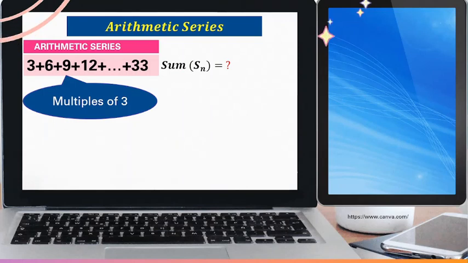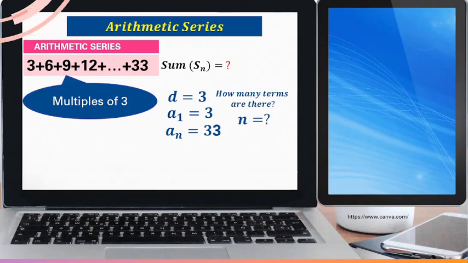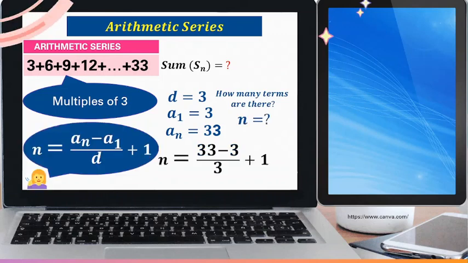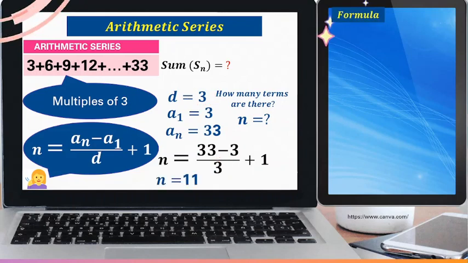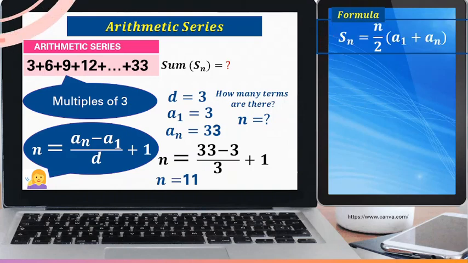So, what is S sub n? Since it's the multiple of 3, the common difference is 3, and at the same time, the first term is 3. How many terms are there? Using the formula to solve for n, we have 33 minus 10 divided by 3 plus 1. That is equal to 11. So, hence, there are 11 terms.